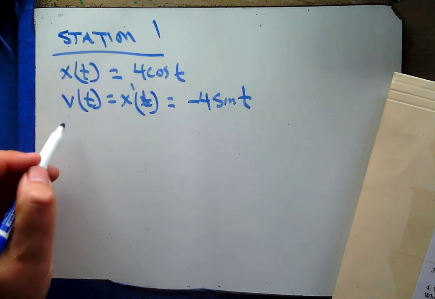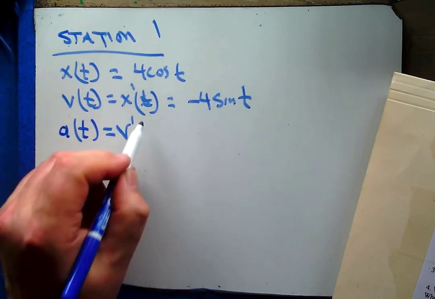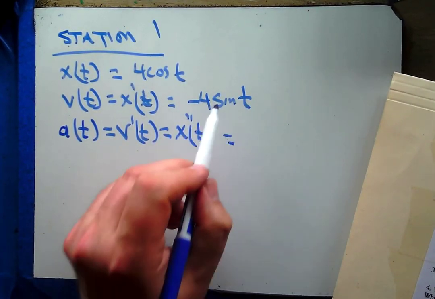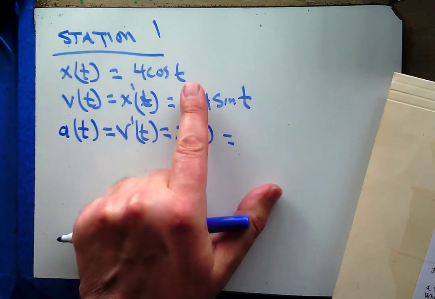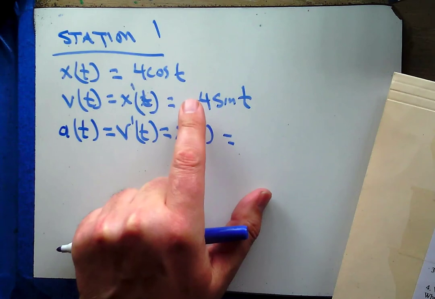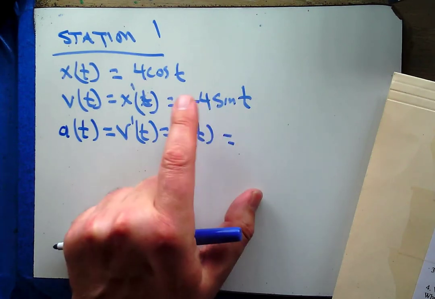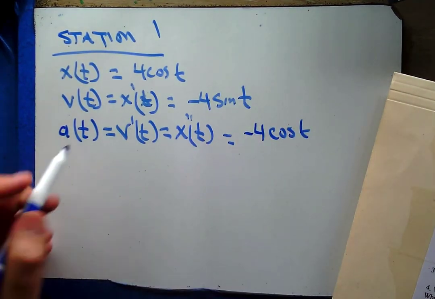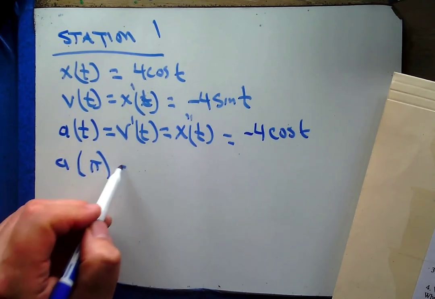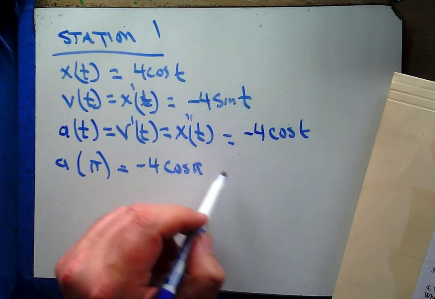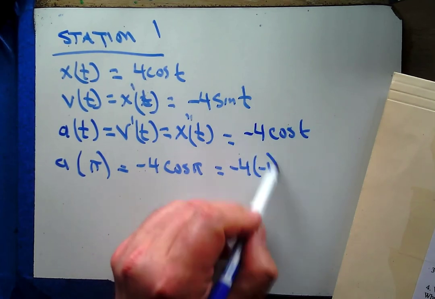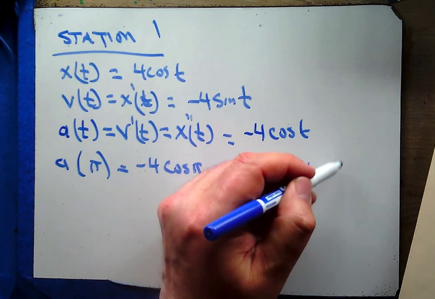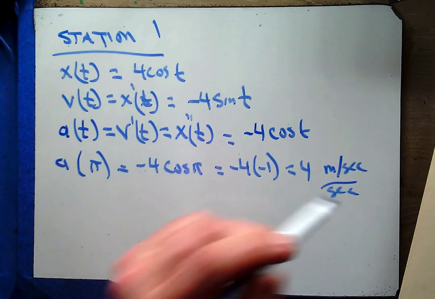Okay, and then I know that a of t is v prime of t, or the second derivative of x of t. So if I take the derivative of this, again, I'm not going to do product rule. I'm going to say the derivative of sine is cosine. So the derivative of a constant times a function is that constant times the derivative of that function, and so we get this. And so we're asked to find a of pi. So that's negative 4 cosine pi. Cosine of pi is negative 1. And so I get 4. And what would my units be here? Meters per second per second.